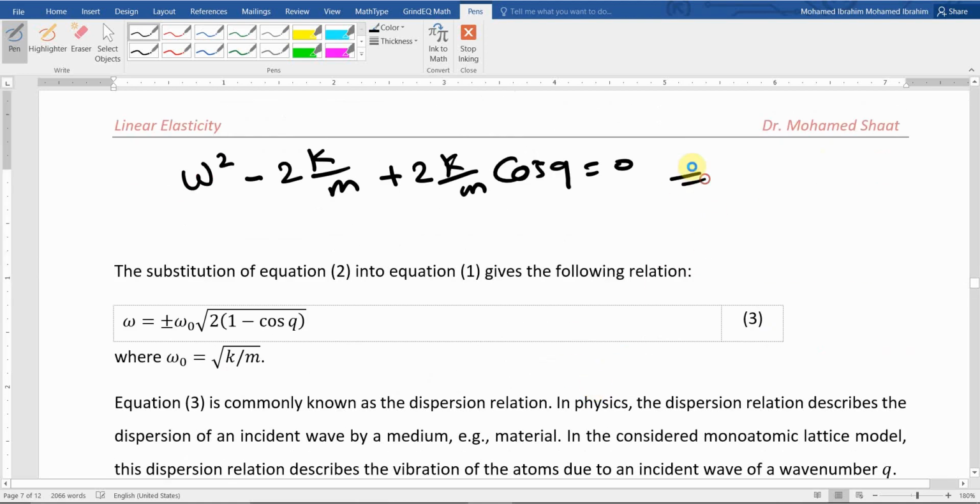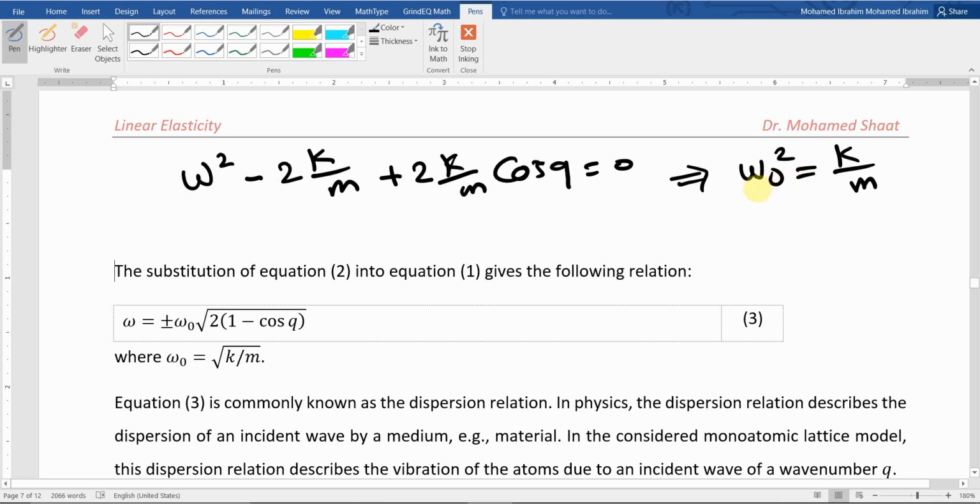And now let us assume that omega 0 square is k over m. Because if you remember from the vibration class, the natural frequency should be the square root of k over m. So the square of the frequency should be the stiffness of the spring divided by the mass for a mass spring system. So let us just give a value for k over m as omega 0 square. What is this omega 0 square?